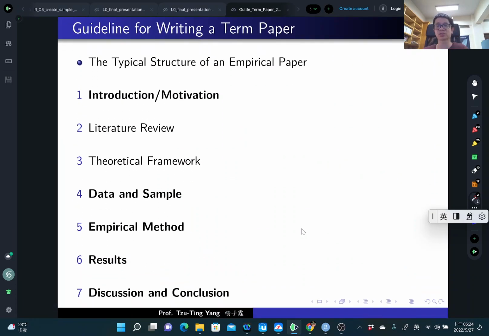So a typical structure of an empirical paper has the following elements. But I would say the most important element, which I use bold characters to indicate, is the introduction, and then you might have data and sample, empirical methods, results, and discussion or conclusion. It's not necessary to have a literature review and theoretical framework, but if you have them, that will be fine. I will say some reasons why it's not necessary.